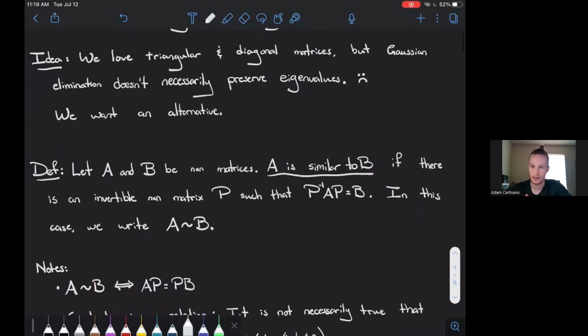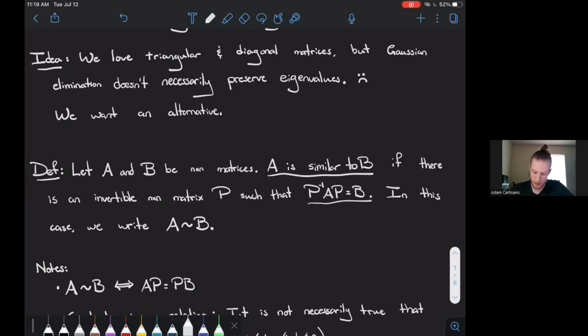Let A and B be n by n matrices. We say that A is similar to B if you can find some invertible n by n matrix P such that P inverse AP is equal to B. Okay, that's what it means for A to be similar to B. You can find a matrix P invertible such that P inverse times A times P gives you the matrix B. And in that case, we write A is similar to B.